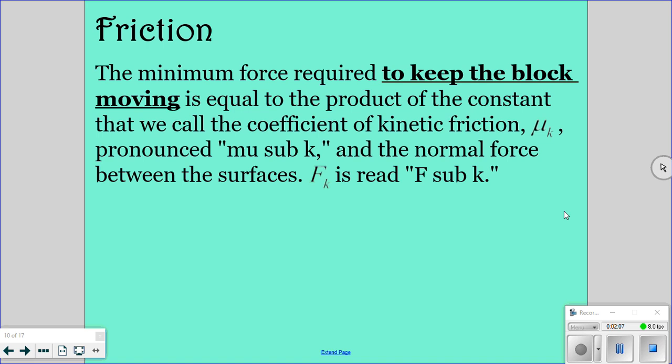The minimum force required to keep the block moving is equal to the product of the constant that we call the coefficient of kinetic friction, mu sub k, and the normal force between the surfaces, F sub n. The resulting force is read F sub k. So this is your formula, F sub k equals mu sub k, F sub n. So your coefficient of static friction and coefficient of kinetic friction are two different things. If you've ever had to move a large object, you've probably found that once it starts moving, it's easier to keep it moving. And so that's because the static friction and the kinetic friction coefficients are different.